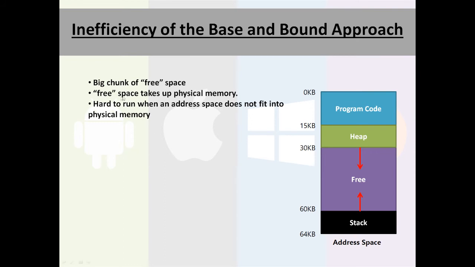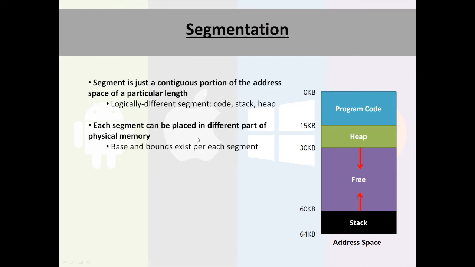Now, if we have a big chunk of free space within a particular program, which you can allocate, this free space takes up a lot of space within physical memory. So remember, all of our processes are made up of program code, heap, stack, and free space, where during its processing it can store information as well as remove information, because our heap needs to grow and our stack needs to grow. So now it is hard to run when the address space does not fit into physical memory.